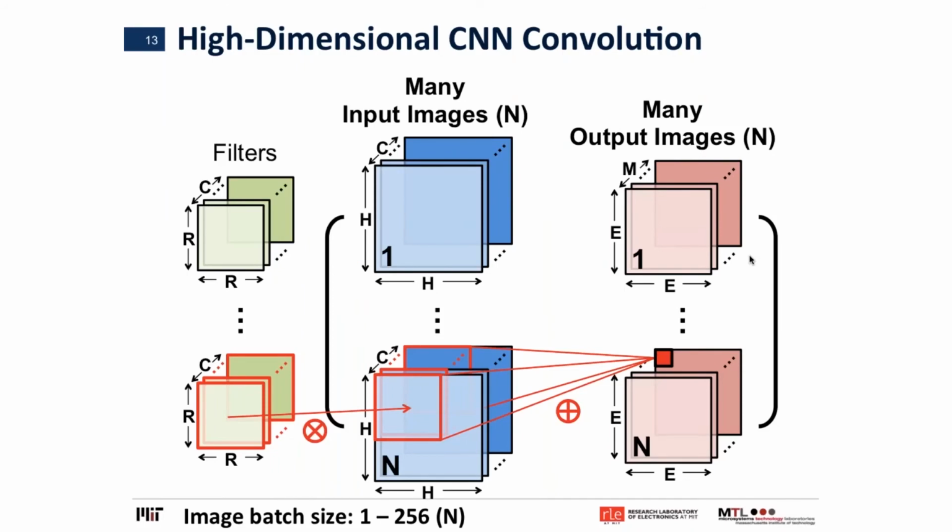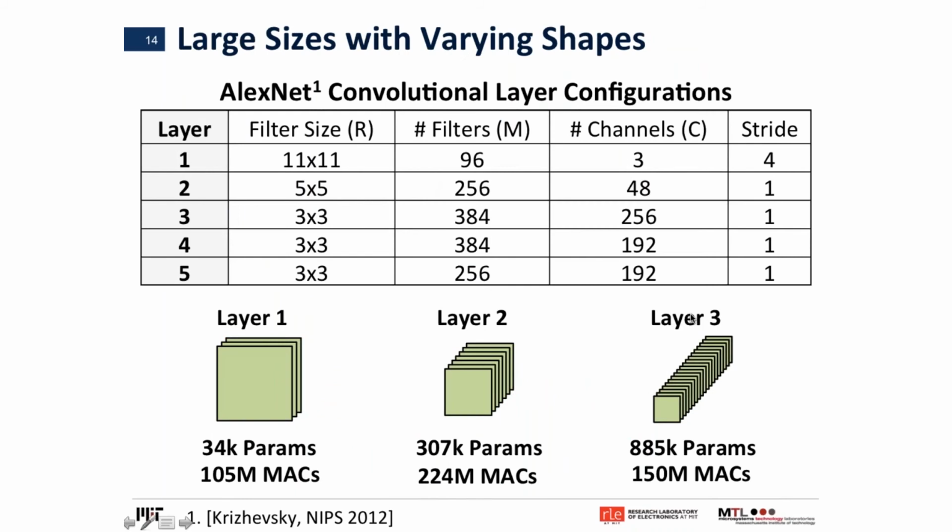And then finally, as we know, you typically have to process more than one image at a given time. This is typically referred to as a batch of images, and these sizes can range between 1 and 256. So you might be processing 256 images at a given time. And as you can see, the number of input images would equal the number of output images.